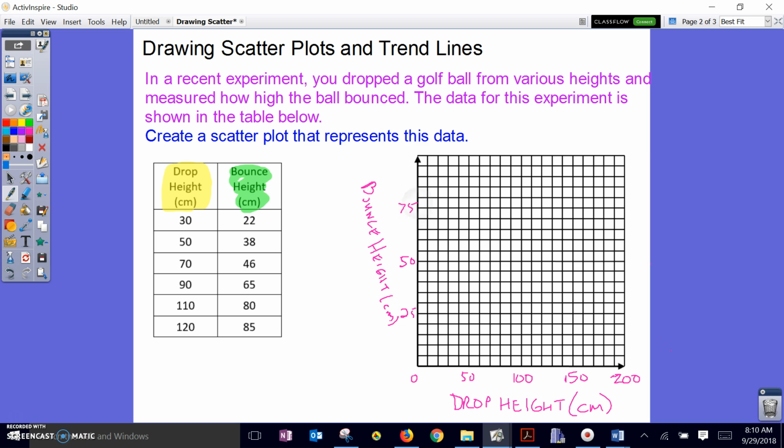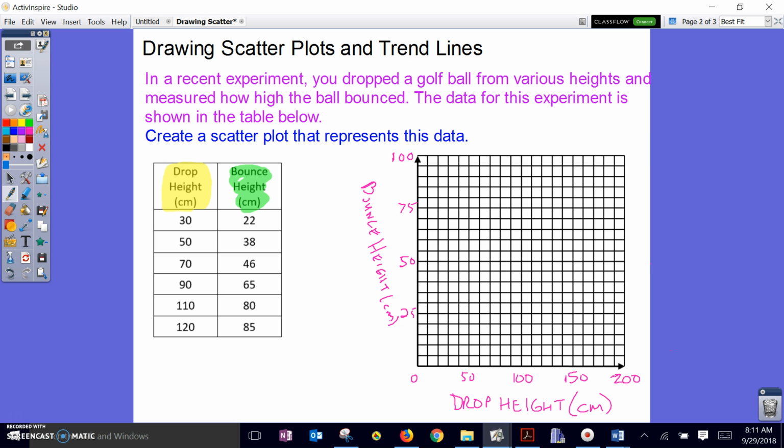Now, something you have to realize as far as your scale goes is that there's not really any correct or incorrect scale, as long as we pick a scale that we can fit all the data points on the scatter plot, and that the scatter plot is clear and easy for us to read. So maybe your numbering might be a little different from mine, but that's okay.